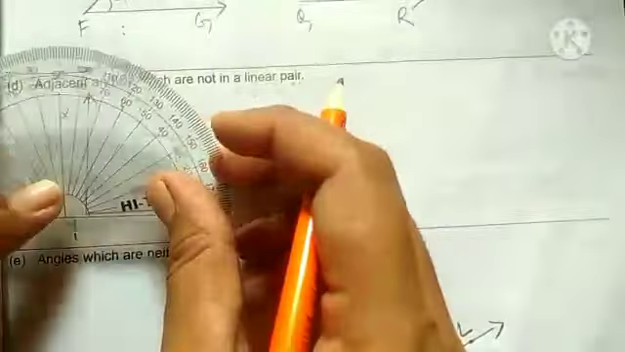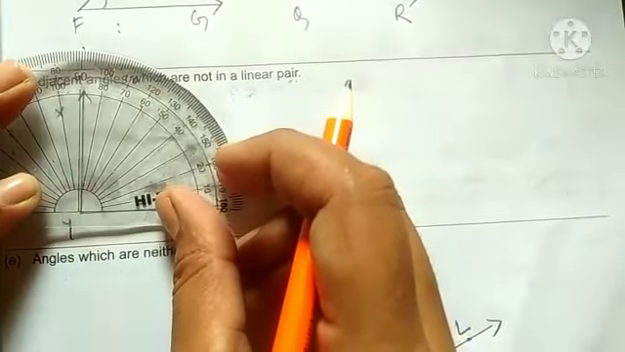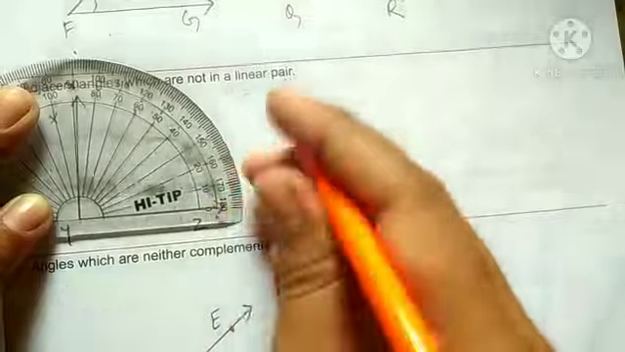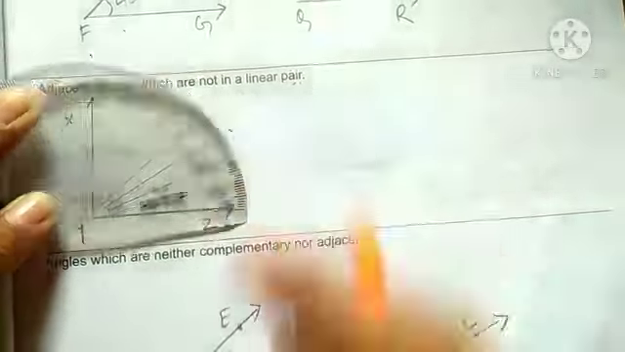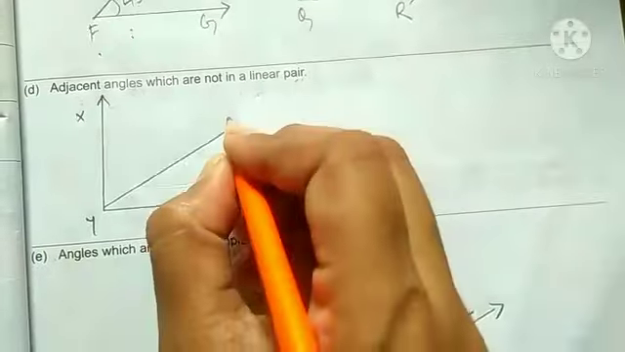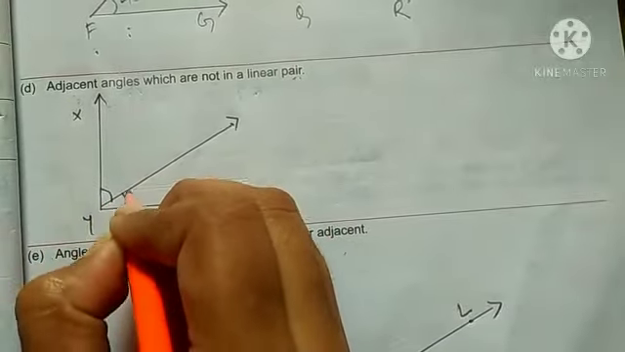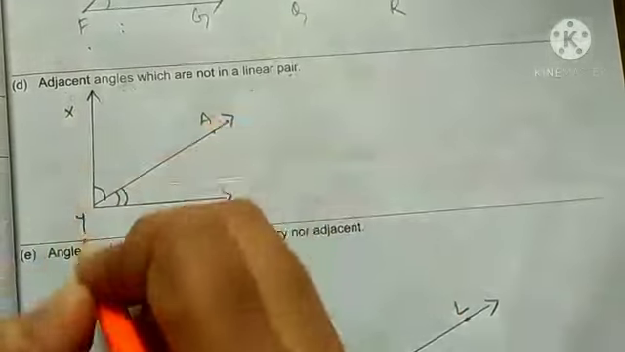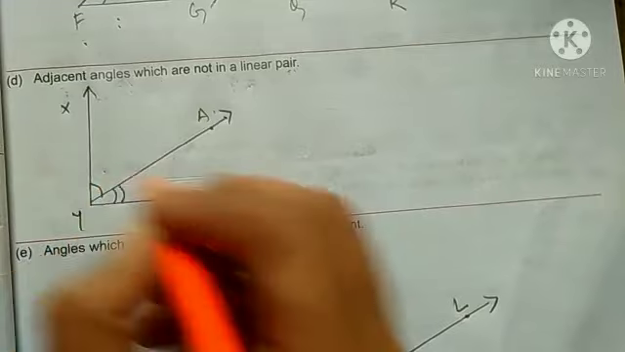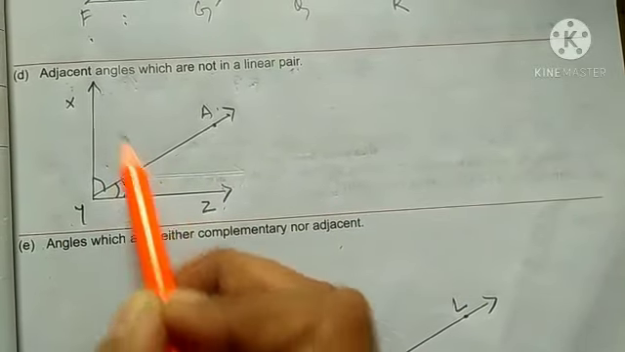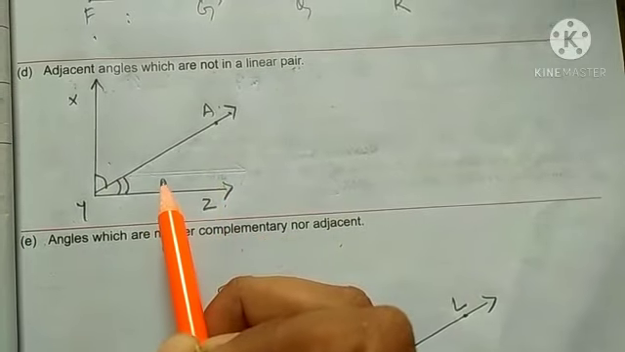you will draw another angle that we will take of 30 degrees. Clear? So this angle we have taken of 30 degrees. So this angle XYA will be your 60 degrees and AYZ will be of 30 degrees. Clear? So this is your adjacent angle.